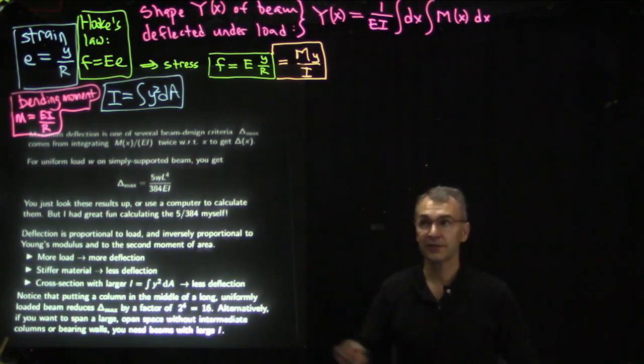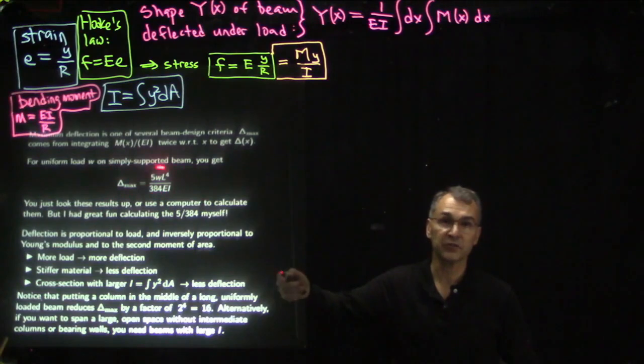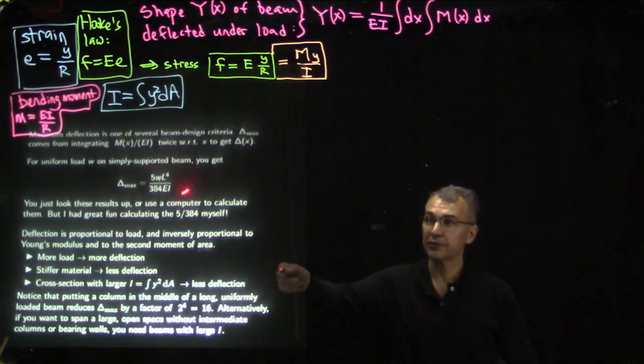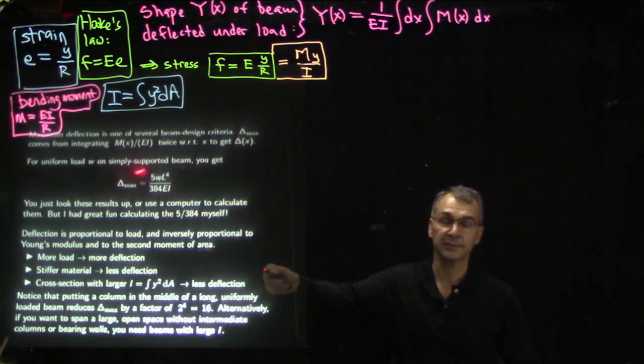And this is because if you have a point-like distribution, then the shear diagram is 0th order, so then the moment is first order. You integrate twice, you get a third order curve. That's if you have point loads, concentrated loads. If you have a uniform load, then the shear diagram is first order, so the moment diagram is second order. You integrate twice, you get a fourth order curve. So with a uniform load, you get a maximum deflection proportional to the length to the fourth power, the span of the beam to the fourth power.